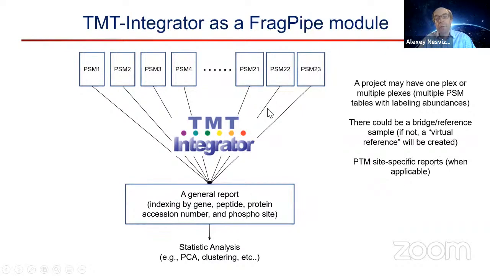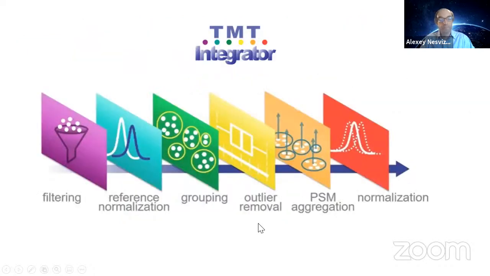If you have a reference bridge sample, you will use that as part of the analysis. But if you don't have a bridge sample to link different plexes, you can use what we call a virtual reference approach. That reference will be created in each plex, and everything will be normalized to that virtual reference, and it works really well as well. And these reports can then go to PCA, clustering analysis and downstream processing you would typically do.